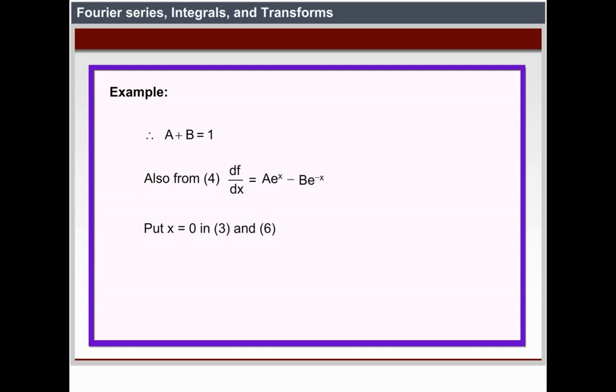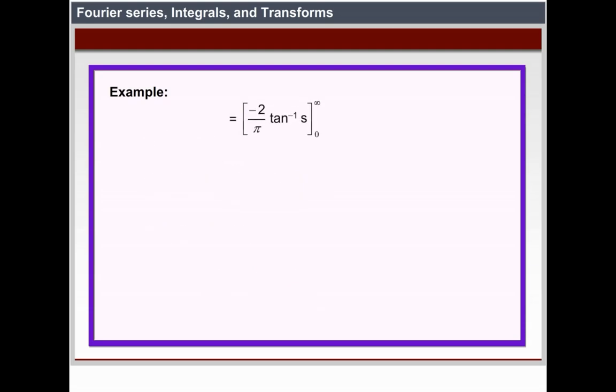Put x equal to 0 in equation number 3 and 6. df by dx equal to minus 2 by pi integral 0 to infinity ds by 1 plus s square equal to minus 2 by pi tan inverse s with the limit 0 to infinity. After applying the limit, we get minus 2 by pi into pi by 2 equal to 1. df by dx equal to a minus b, therefore a minus b equal to 1.